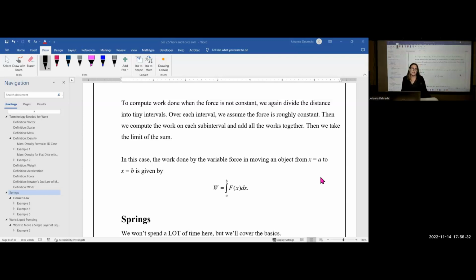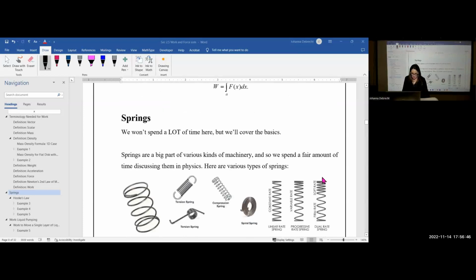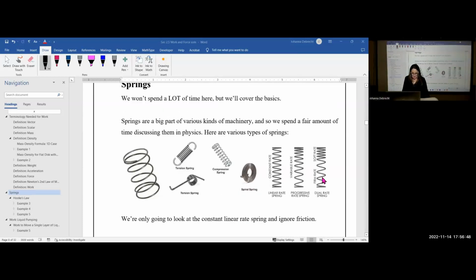So now that you have an understanding of the terminology in physics related to work and force and mass, what we want to do is turn our attention to springs. So we're going to talk now about the basics of a spring system. We're not going to spend a lot of time here because you'll get this a great deal in your calculus-based physics class. We're just going to cover the basics.